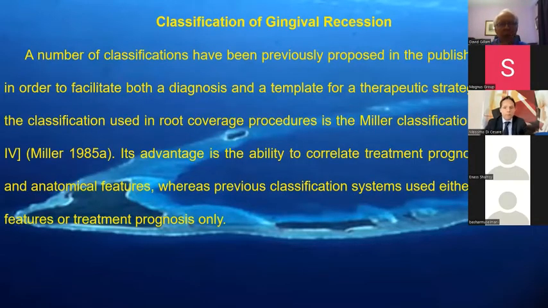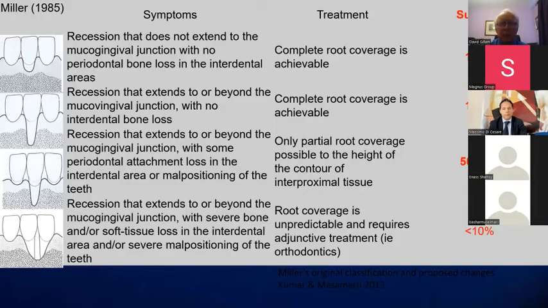So we look at classifications now, and historically, the Miller classification in 1985 was considered to be a benefit and an improvement on previous classifications. One was Sullivan and Atkins, I believe. And the advantage at this time was that it was able to correlate the treatment progress, outcomes and the anatomical features. Next slide, please, with the prognosis.